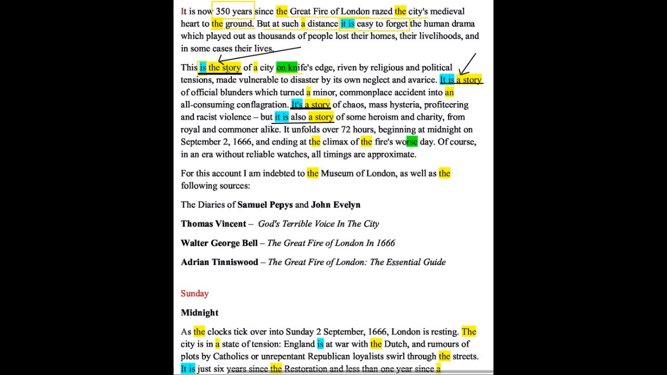This is because when we first mention a noun, if that noun is prominent, and what I mean is, if that noun is the main issue of the rest of the article, and this newspaper article is about the Great Fire of London, it's the story of the Great Fire of London, well, then we use the with that noun. It's just to show prominence.